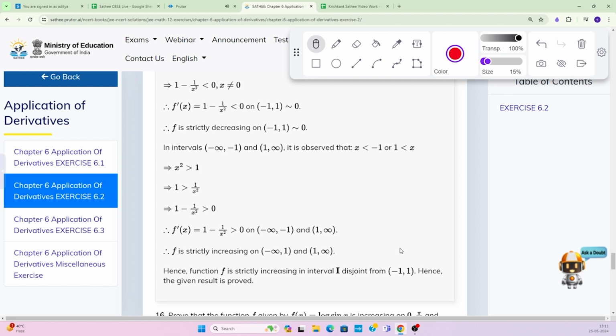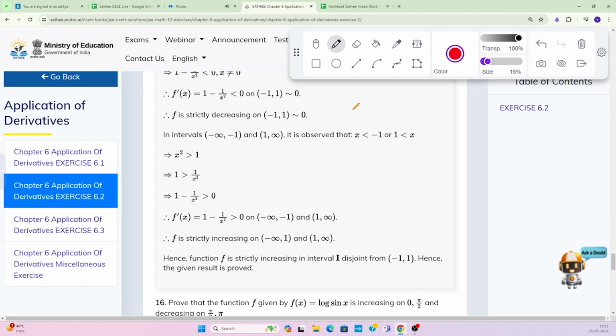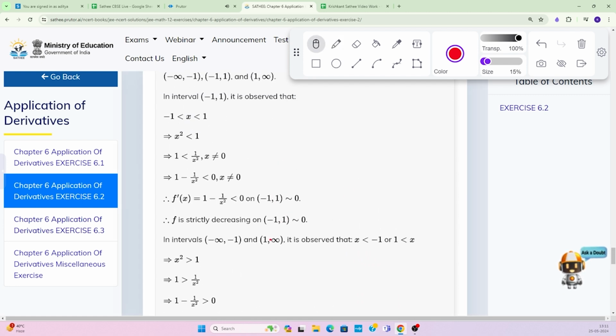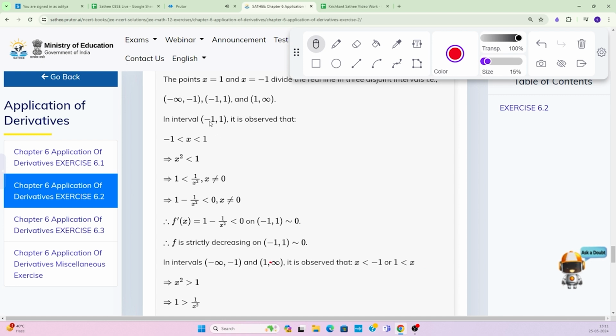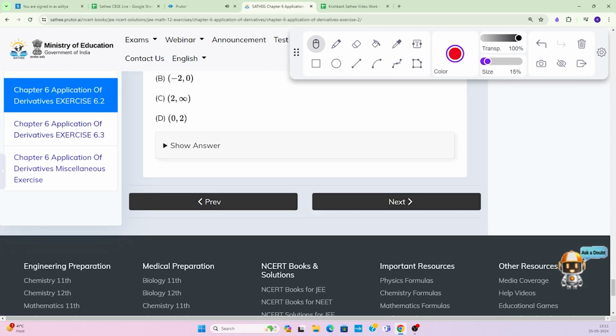Hence we have shown that f is strictly increasing in the interval I, disjoint from -1 to 1, because in that interval what you have is a decreasing function, as you can see from the above. Okay, clear? I hope that it is clear to you.